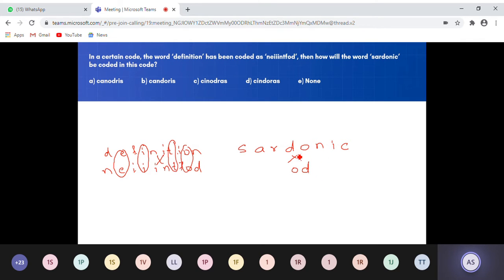Then the A stays there just like that, and then we're swapping C and S. So C will come here, S will come here. Then we're swapping R and N. R will come here and N will come here. Answer option.